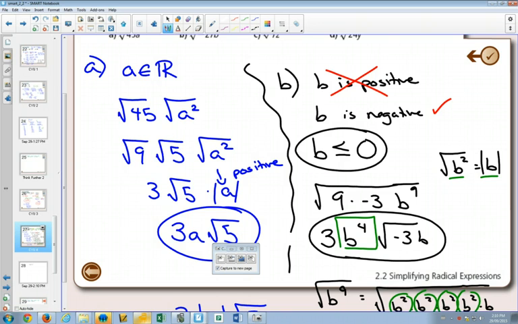Okay? Yes? Average for which unit is the class average the lowest?